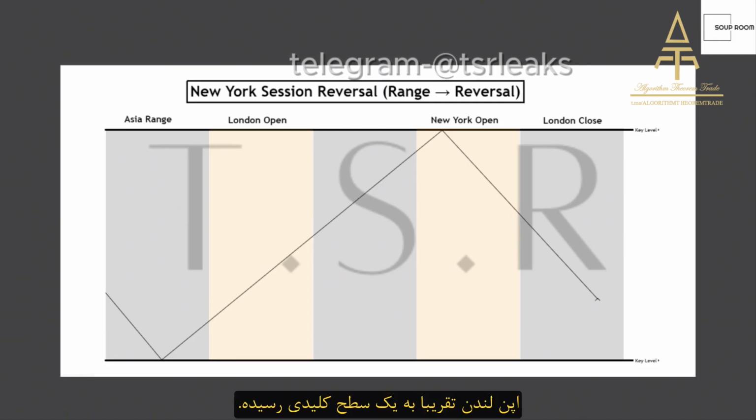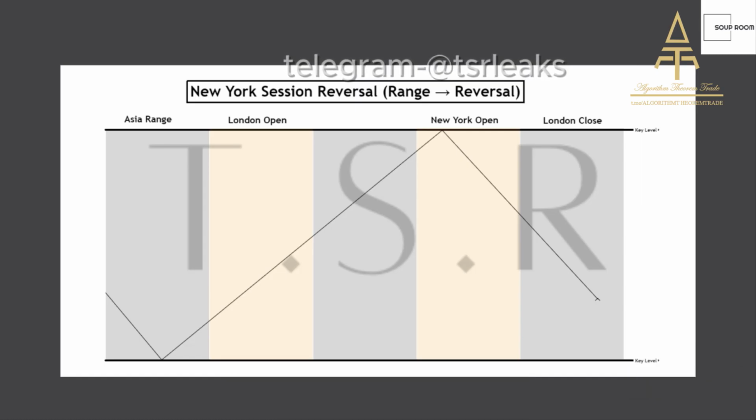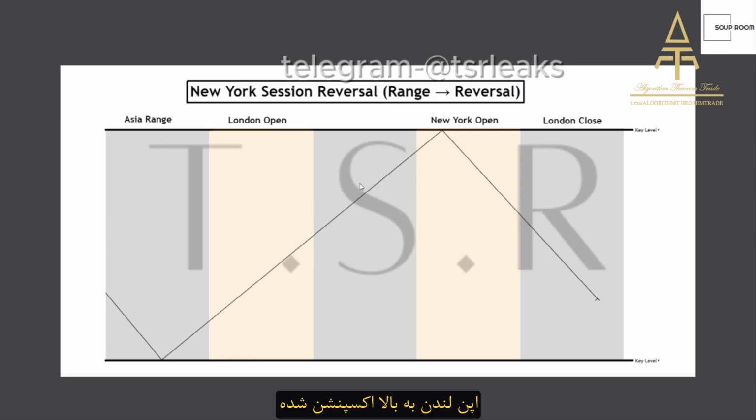So the London Open has almost reached a key level. In most cases, we will anticipate the reversal coming from New York Open after the next key level is hit. Okay? So London Open expanding towards the key level.